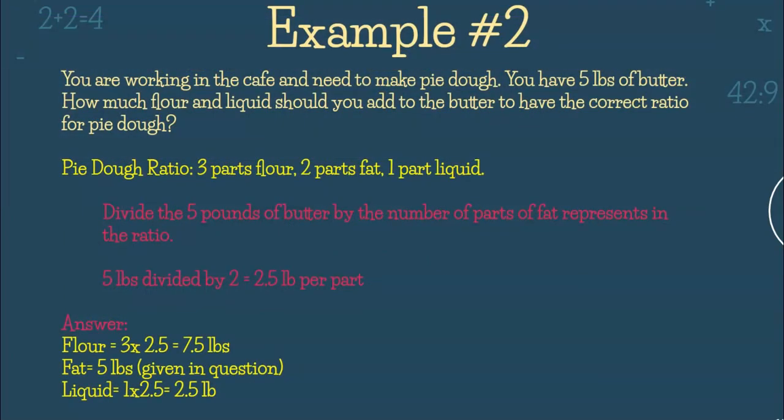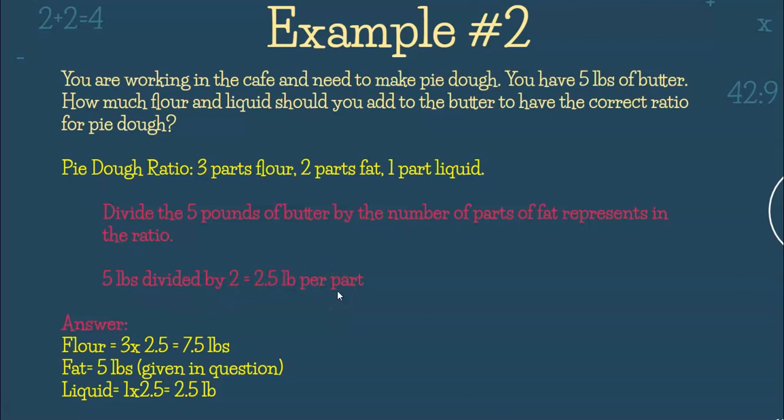All right, so let's see what this all means. You are working in a cafe and you need to make pie dough. You have 5 pounds of butter. How much flour and liquid should you add to the butter to have the correct ratio for the pie dough? A pie dough ratio is 3 parts flour, 2 parts fat, 1 part liquid. We already know that we have 5 pounds of butter, so you're going to divide the 5 pounds of butter by the number of parts of fat represented in the ratio. So 2 is your magic number here. There are 2 parts of fat. So you take 5 pounds, divide by 2, and you get 2.5 pounds per part.